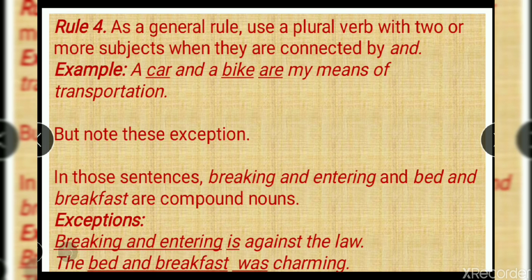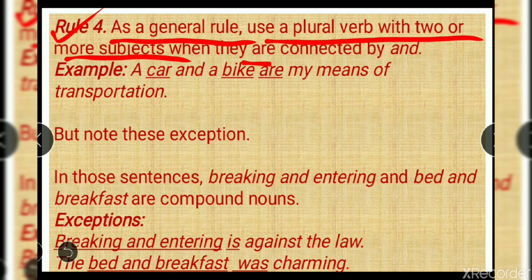Now, rule number 4. Verbs in certain cases are used in singular form, like when two singular nouns refer to the same person denoted by one article, or in certain idiomatic phrases, pairs of words suggesting the same meaning, though not synonyms. As a general rule, use a plural verb with two or more subjects when they are connected by and.